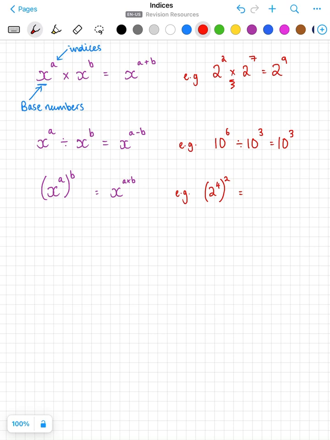Now, writing out what this actually means, that's 2 to the power of 4 squared, so multiplied by itself. So what we're doing here is 2 to the power of 4 times 2 to the power of 4, so we can leave that then as 4 plus 4, which is 8. So we are left with 2 to the power of 8.